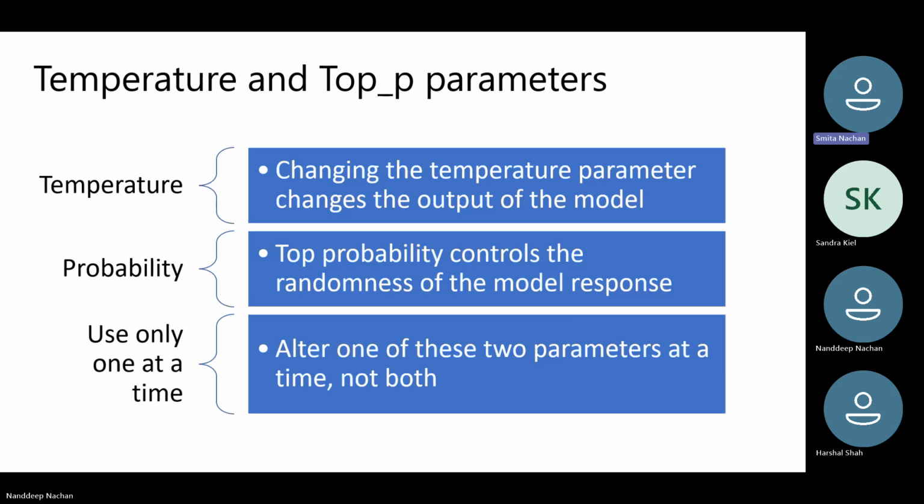So another one is the top-p parameter. It is another parameter that is similar to the temperature, in that it also controls the randomness of the model response, but it does so in a different way. So the general recommendation is to alter one of these two parameters at a time, but not both.